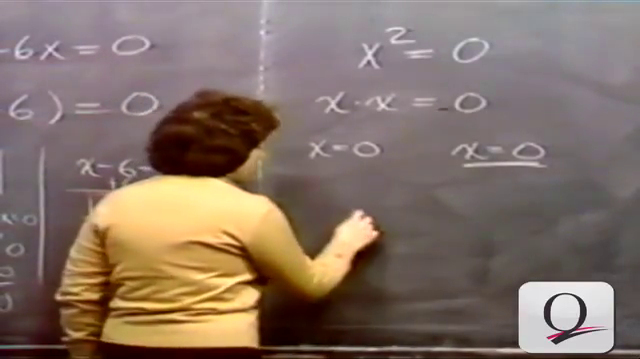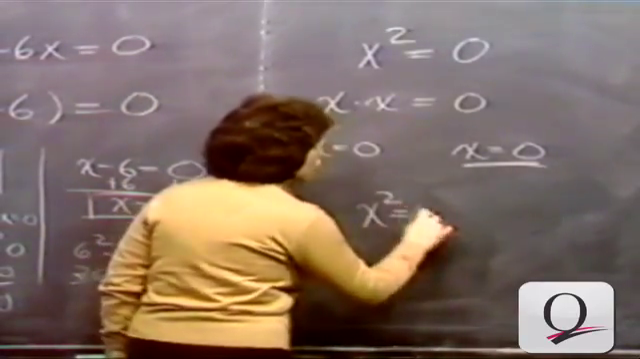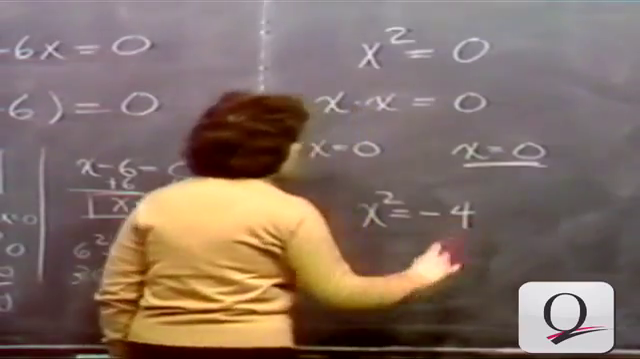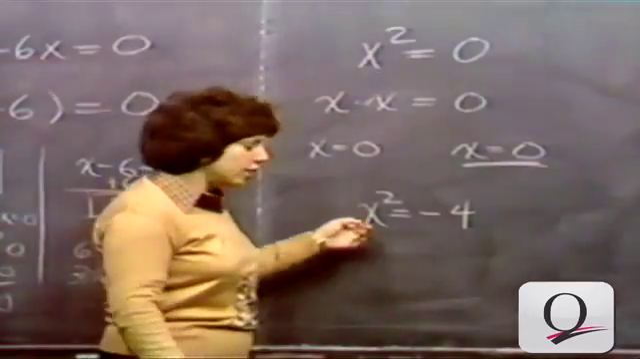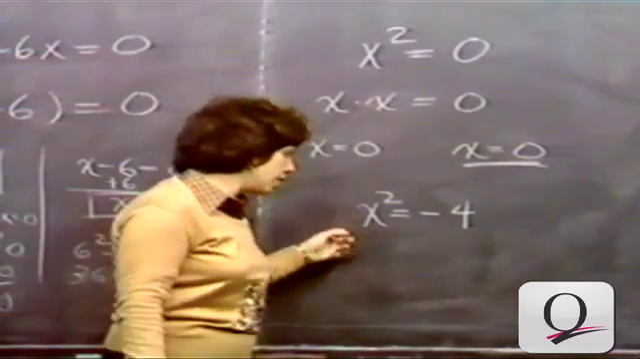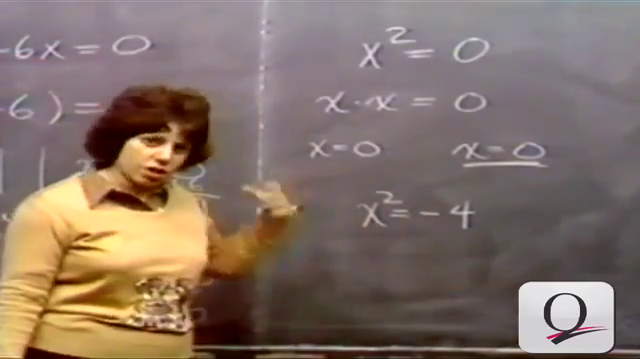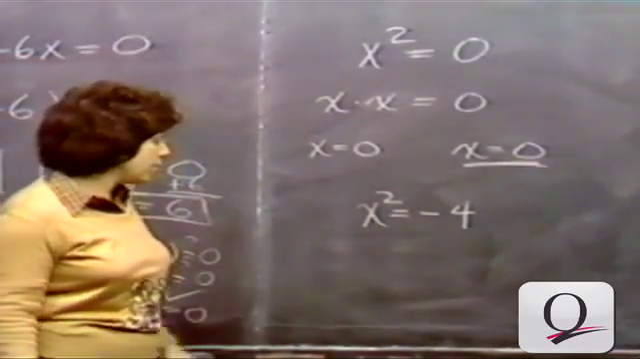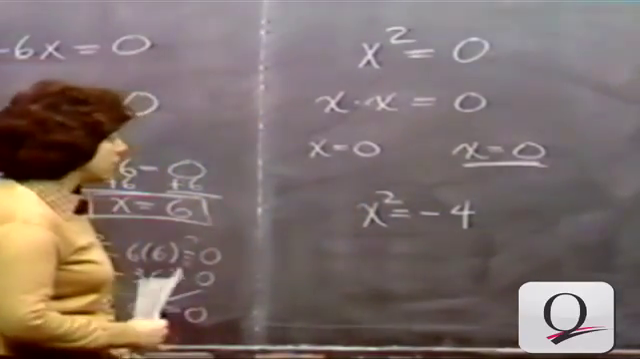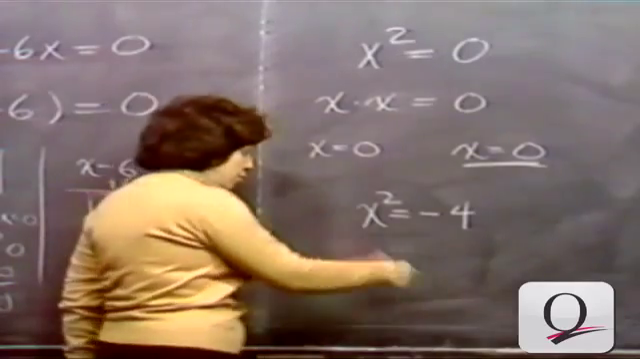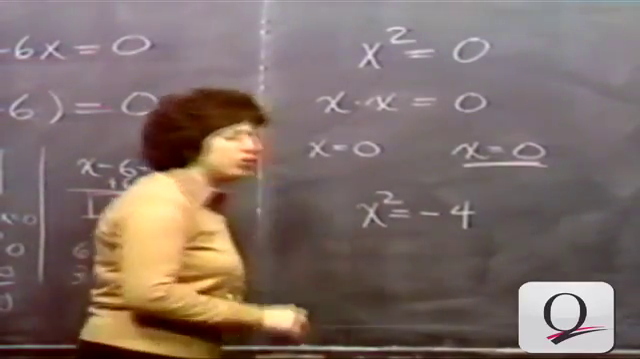You can also have a situation where a quadratic equation has no real solutions. x squared equals minus 4. Okay, it's a quadratic equation. It can be put in the form x squared plus 4 equals 0, where you're missing the bx term, but it's still a quadratic equation. And it has no real solutions. There's no x value that you can substitute in here and make this come out a true statement.